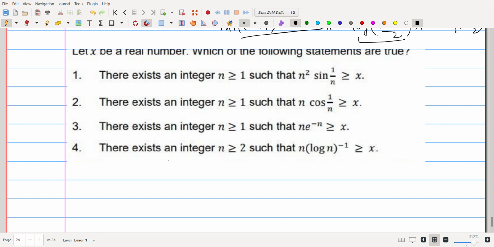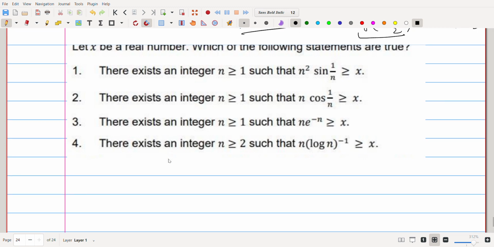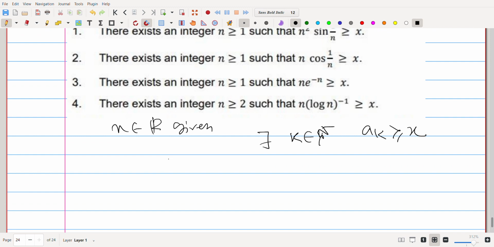Now move to the last problem. The last problem says that x is any real number, and which one of the following statements are true. First you need to understand the meaning of this statement. So x belongs to the real numbers is given, so there exists an integer n greater or equal to 1, that means there exists a natural number in particular, such that if I write this sequence as an, there exists k belonging to N such that ak is greater or equal to x.